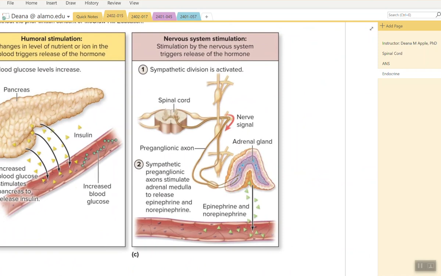If it's being released and acting on a postsynaptic cell, then we call it a neurotransmitter. If it's being released and dumped into the bloodstream so that it can act on a cell that's far away from the site of release at the adrenal gland, then we call it a hormone. Same molecule, different name depending on its action.